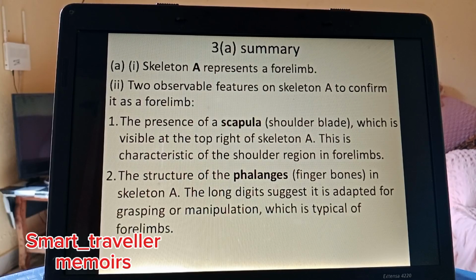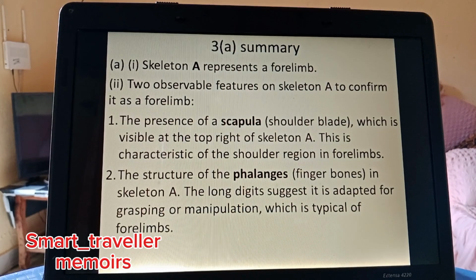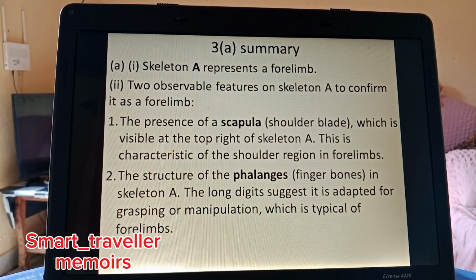Summary of 3A. Skeleton A represents a forelimb. Two observable features on skeleton A to confirm it is a forelimb: the presence of the scapula or shoulder blade, which is visible at the top right of skeleton A. This is characteristic of the shoulder region in the forelimbs. The structure of the phalanges, finger bones, in skeleton A. The long ridges suggest it is adapted for grasping or manipulation, which is typical of forelimbs.